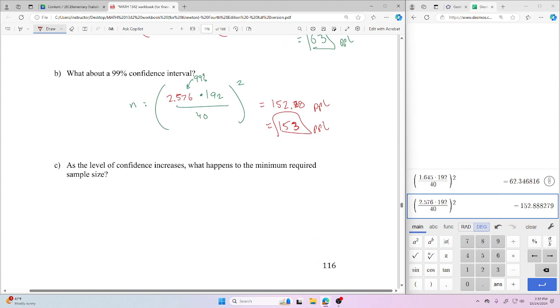As the level of confidence increases, what happens to the minimum sample size? We just talked about this. Give me some English. It goes up. There we go. Epic English right there. Yep. 6 letters, 2 words, 1 cause.